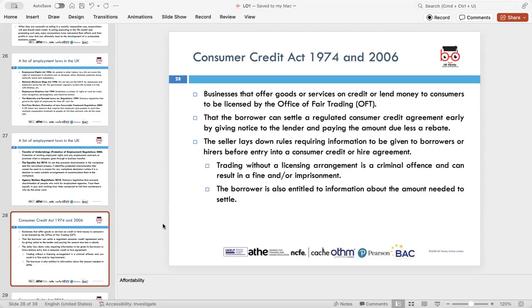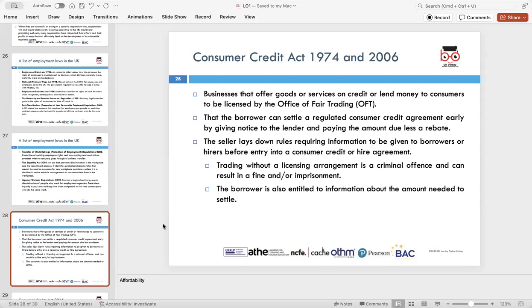Consumer Credit Act 1974 and 2006. In order to obtain a license from the Office of Fair Trading, businesses that provide consumers with goods or services on credit or lend money to them are required to be licensed. It is possible for the borrower to settle a regulated consumer credit agreement early by providing the lender with notice and paying the amount that is due, less a rebate.